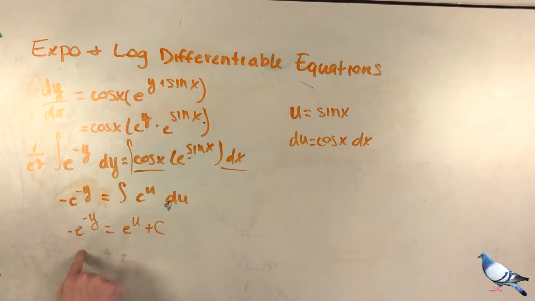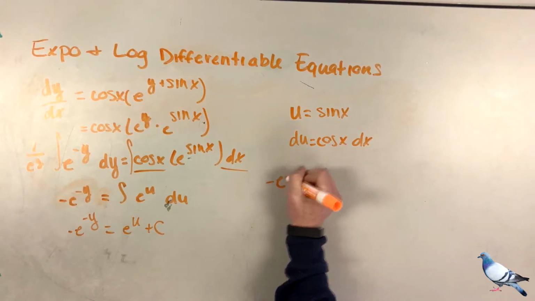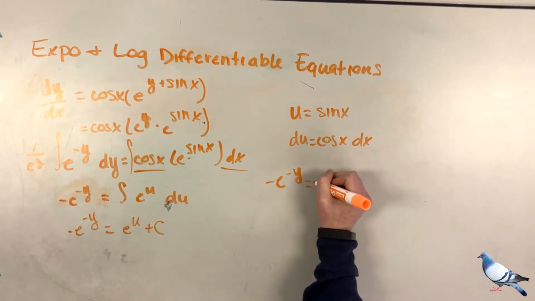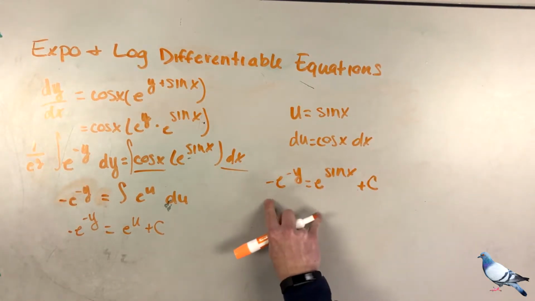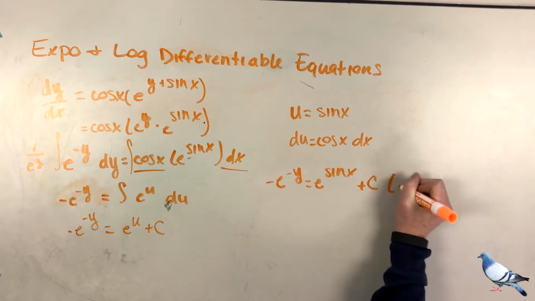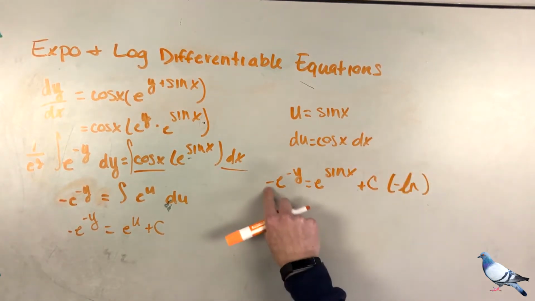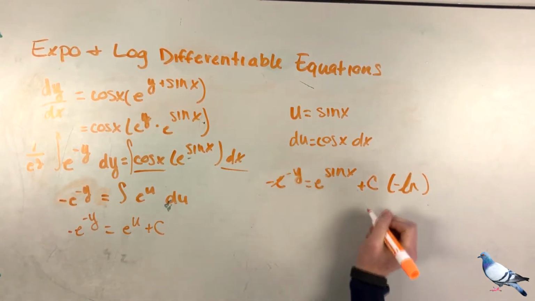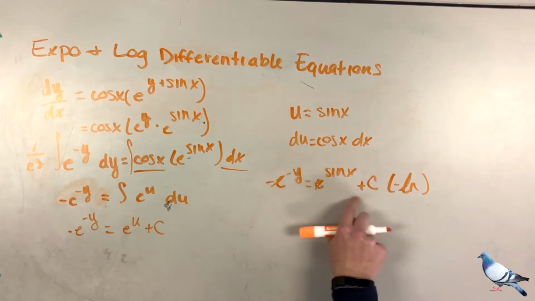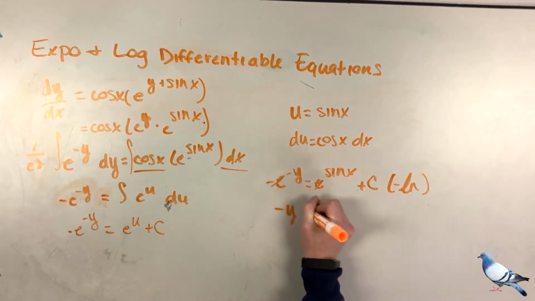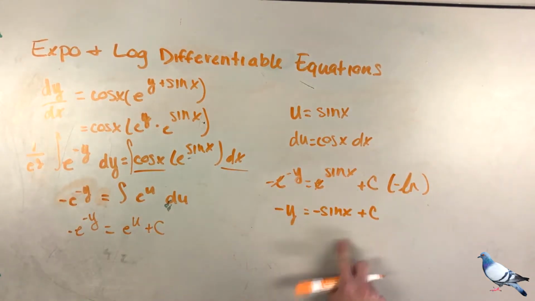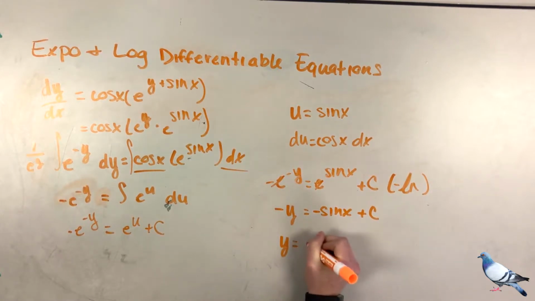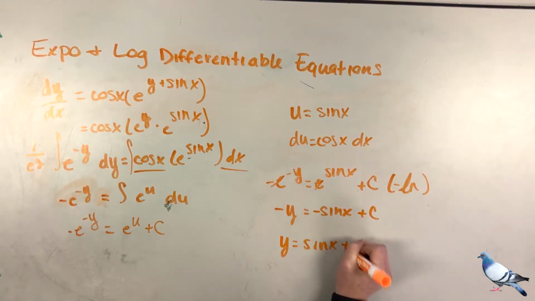Alright, so now that we have both sides set up, we've got to plug in what we have for u. So we should have something like this, plus c. Now we've got to get rid of the e's here because we're trying to get y by itself. We multiply by negative ln because we have the negative out in front here. So these cancel out, and this e cancels out, but this side becomes negative. So we have negative y equals sine x plus c. Get the negative to the other side, we have y is equal to sine x plus c.